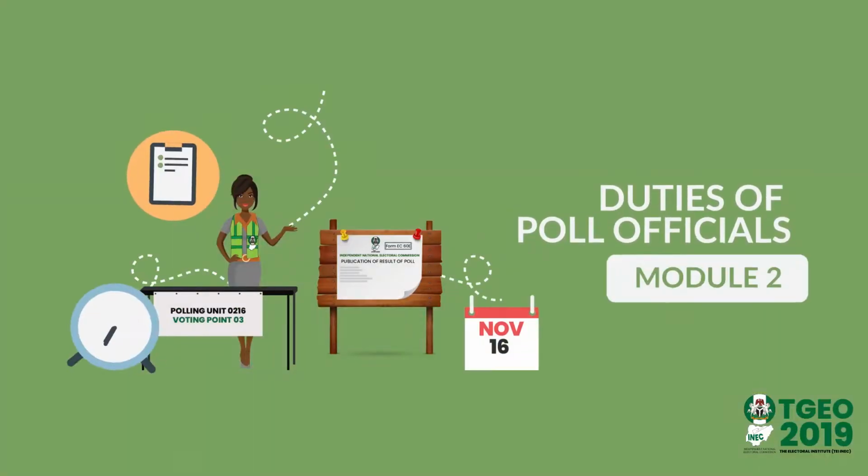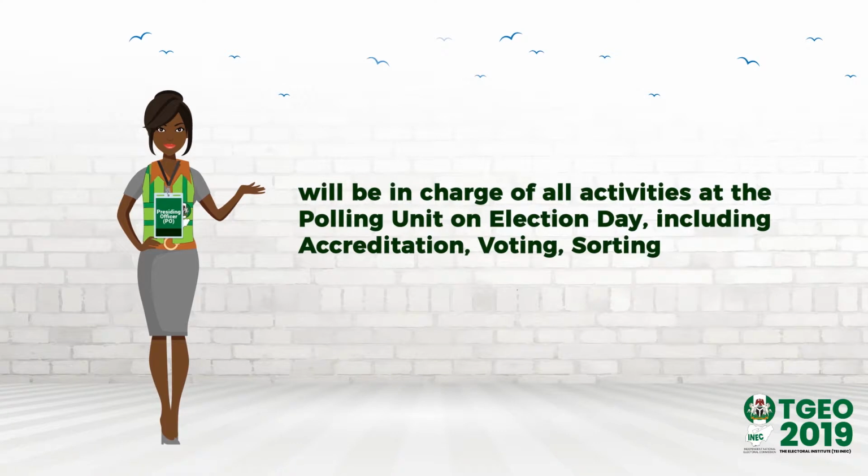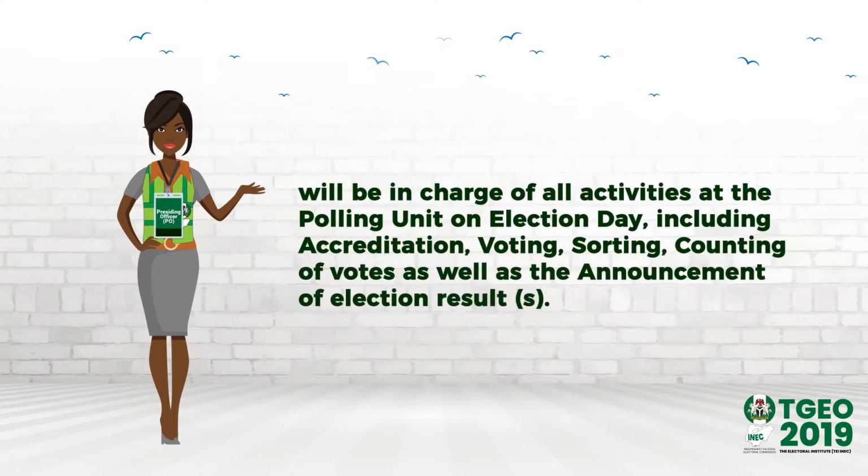Module 2. Duties of poll officials. The Presiding Officer, PO, will be in charge of all activities at a polling unit on polling day, including accreditation, voting, sorting, counting of votes, as well as the announcement of election results.